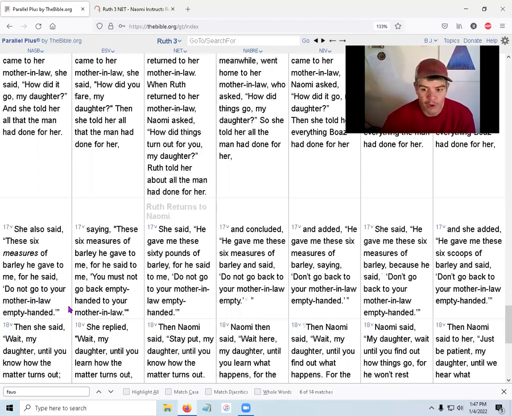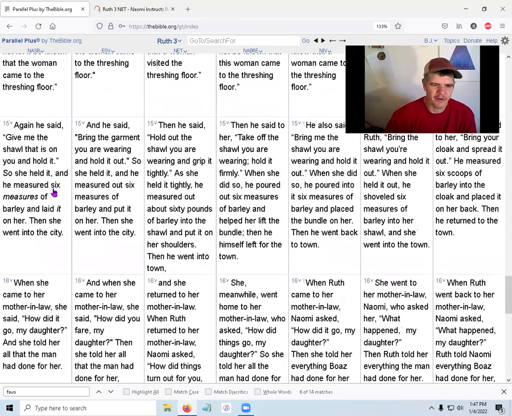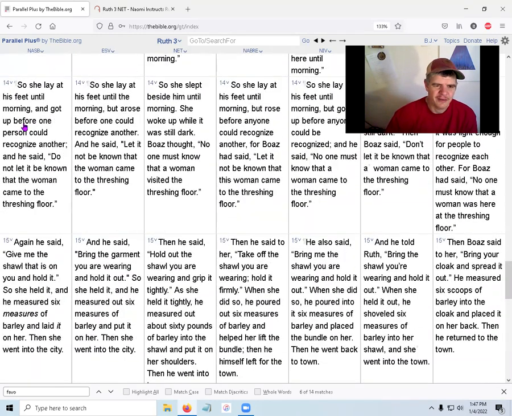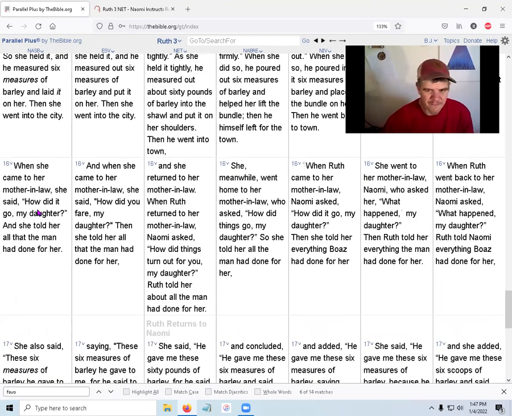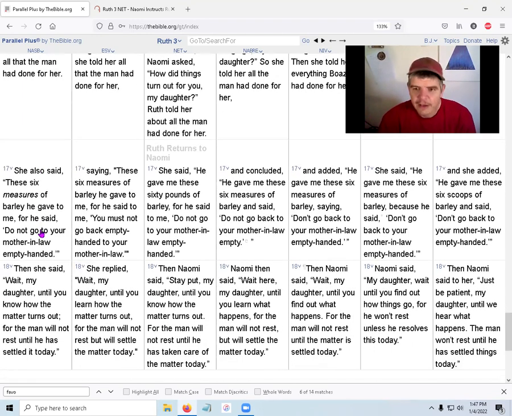I mean, they were trying to be quiet, but how quiet is it up here? They rose before anyone could recognize another. No one should know that a woman came to the threshing floor. How quiet is it to scoop out some barley and put it in? Is it quiet? I'm not sure. And he's like, hey, don't go to your mother-in-law empty-handed. Here's some food.